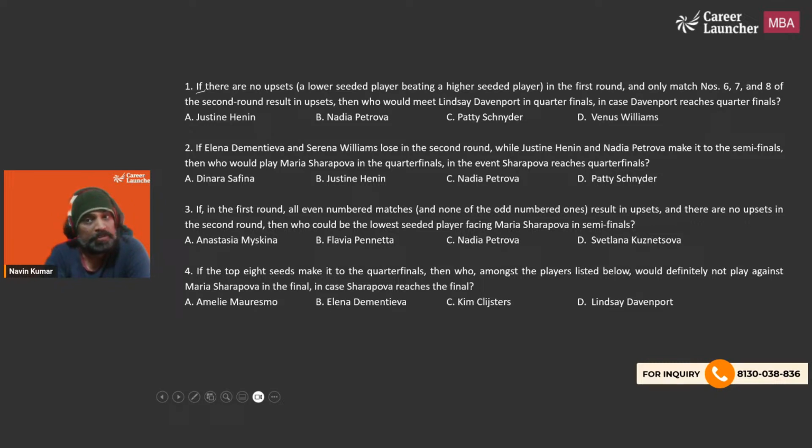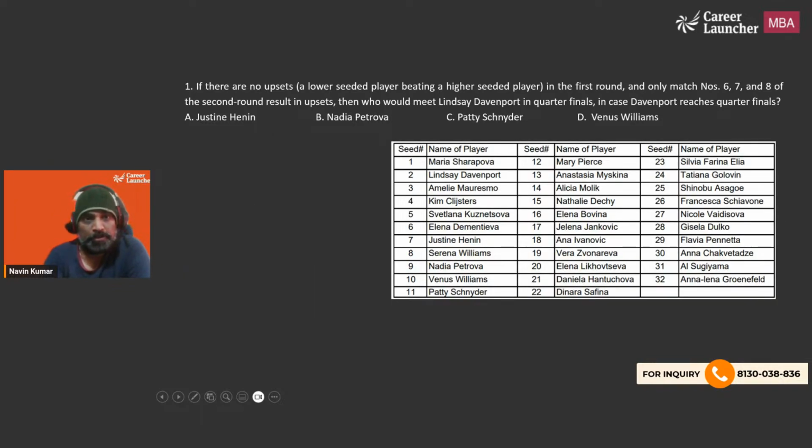If you look, the options are definite. The second question starts with "if", but the options are definite. The third question starts with "if", but definite options. The same goes for question number 4. Which means whatever condition they have mentioned, it will always result in a unique answer, a unique value. So the first question: if there are no upsets, that is a lower seeded player beats a higher seeded player.